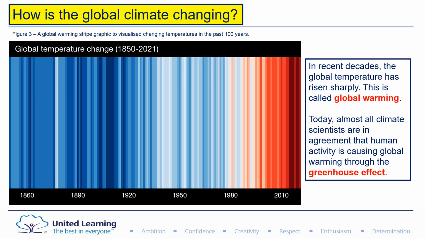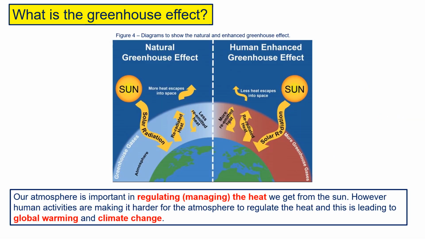Right, so let's now talk through what's going on with this greenhouse effect and how humans make it worse. So in recent decades, global temperatures have risen sharply, and this is called global warming. Today, almost all climate scientists are in agreement that the global warming is caused by the greenhouse effect. So the greenhouse effect is a natural process.